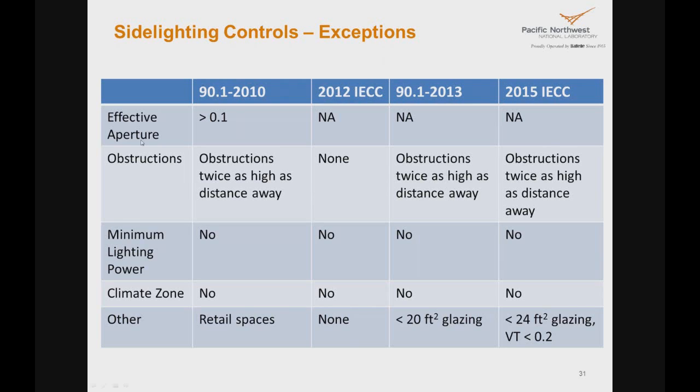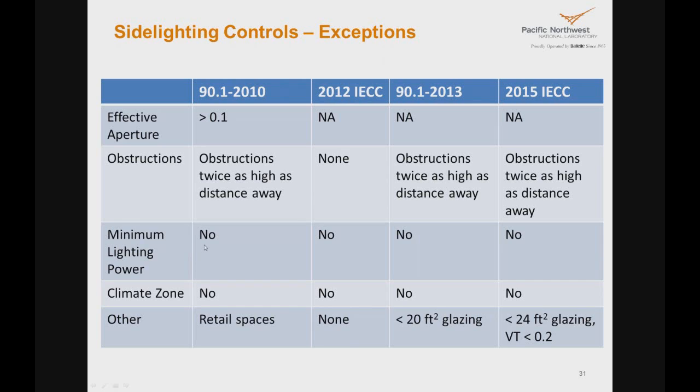There is an effective aperture exception as well. If your effective aperture, which basically ties the size of your windows to the amount of floor area that is daylighted, is not above 0.1, you are exempted from the requirement. Basically, what that means is you need a certain size of window for a given daylight area, and if you are not meeting that specification, then you are exempted from the requirement.